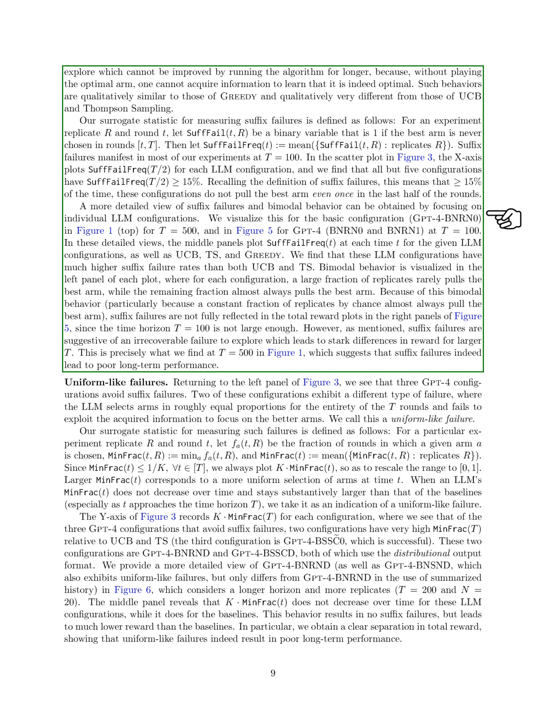We also discuss uniform-like failures, where the LLM selects arms almost equally throughout the rounds, failing to focus on the better arms. We use MinFrac to measure these failures, where a higher MinFrac indicates a more uniform selection of arms over time. Our analysis shows that most LLM configurations, except for one, exhibit either suffix failures or uniform failures in challenging scenarios. We summarize the performance of each configuration using statistics like SuffFailFreq, MinFrac, median reward, and GreedyFrac.